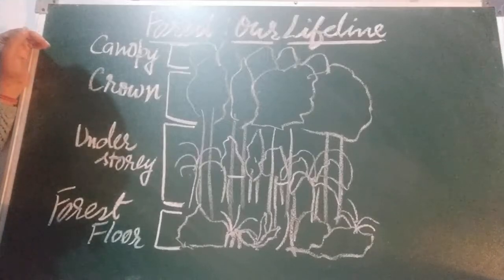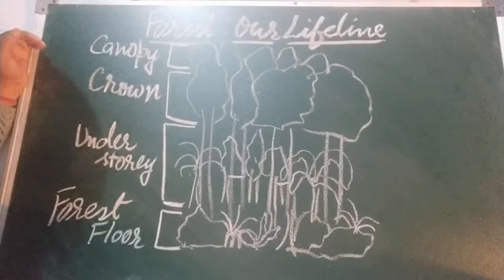How do plants and animals depend on each other in a forest? Why are forests important for us? Why are forests being cut at a faster rate? How has deforestation led to drastic changes in our environment? All these things we will discuss in this chapter.